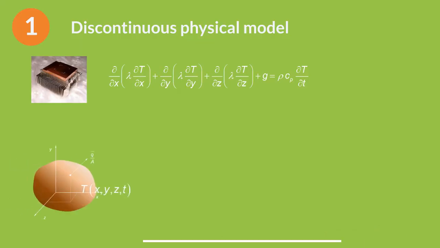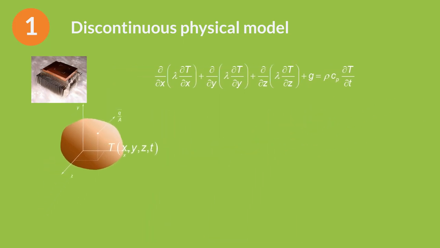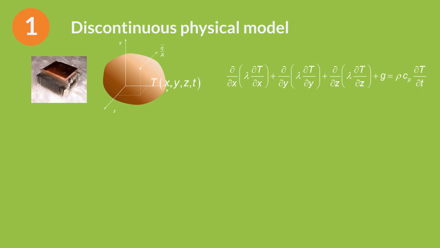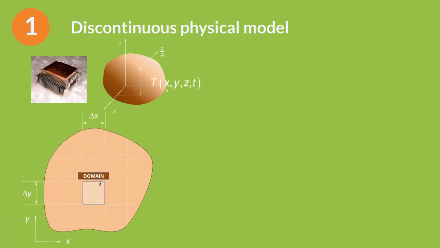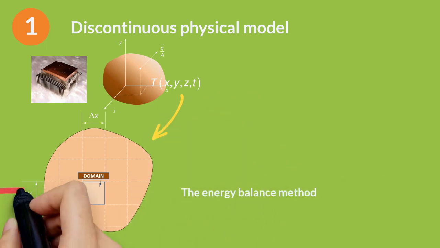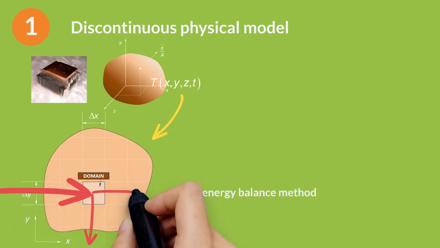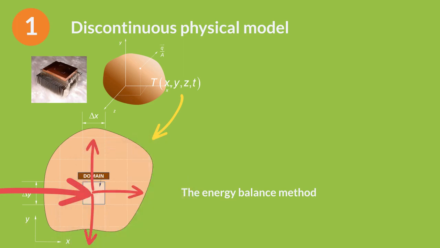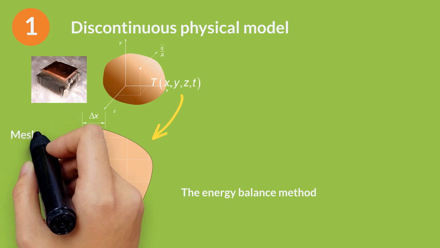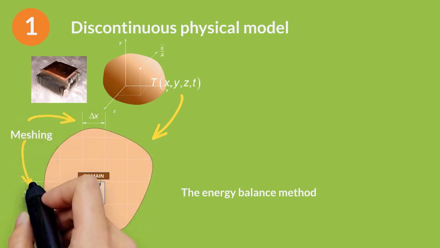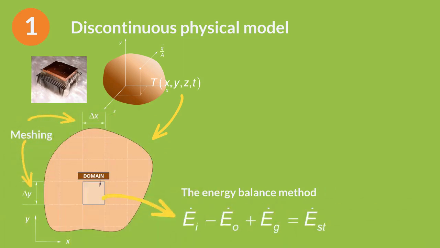The application and solution of the heat diffusion equation implies assuming a continuous model of matter. However, there is a way to find the temperature distribution inside a solid without solving the diffusion equation. The energy balance method is based on dividing the medium into a sufficient number of volume elements, domains, or nodal regions, and then applying the energy conservation equation to each element. This division is known as meshing. In this way, a system of equations is obtained, one for each element.